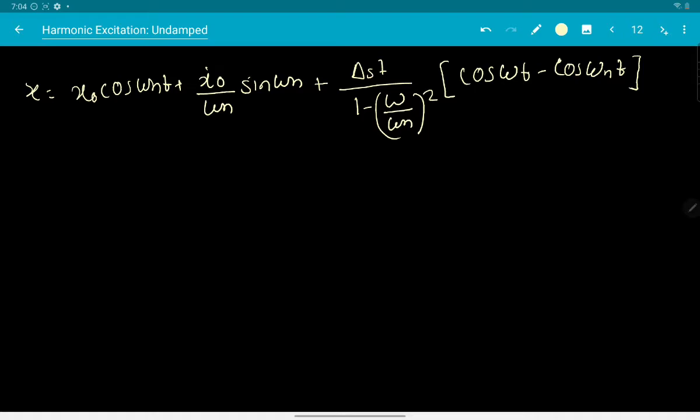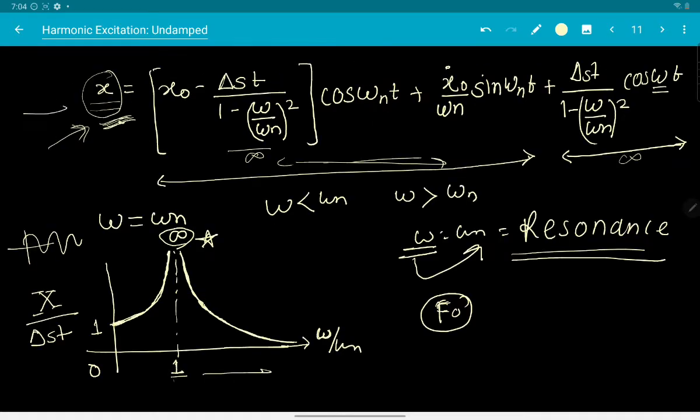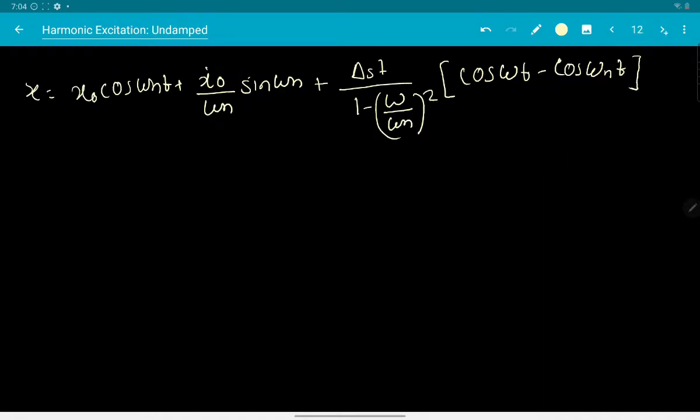Okay, so it is the same expression, only thing is that this particular term I have taken out from here and combined with this term. Hence I've obtained this expression, and now you will be able to appreciate that this is the culprit, which is going to shoot up the response to infinity.